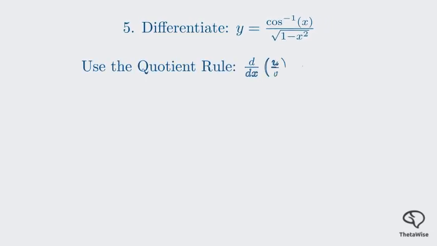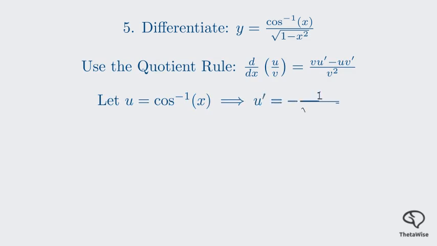Our final and most complex example is number 5. y equals cos inverse of x divided by the square root of 1 minus x squared. Because this is a fraction, the first rule we must apply is the quotient rule. The quotient rule is v u prime minus u v prime, all divided by v squared. Our numerator is u equals cos inverse of x, and its derivative u prime is negative 1 over the square root of 1 minus x squared. Our denominator is v equals the square root of 1 minus x squared. It's often easier to write this with a fractional exponent, 1 minus x squared, to the power of 1/2.